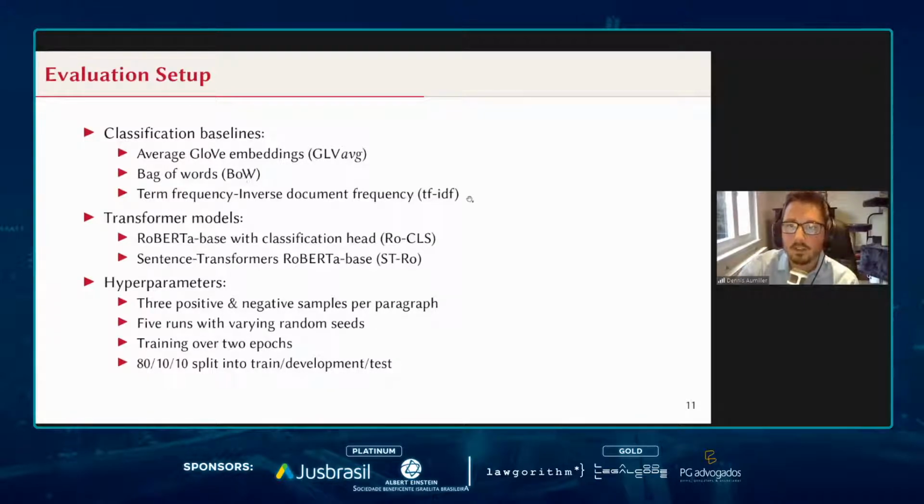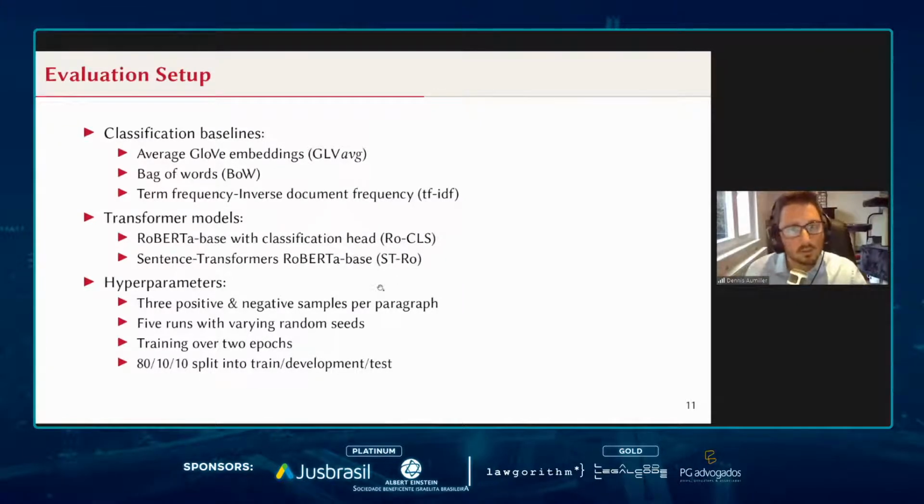Similarly, bag of words and TF-IDF vectors are a good approximation and turn out to be actually competitive with related work. But what we specifically are interested in is fine-tuning transformer models, where we choose a Roberta base model with a classification head, the so-called RoCLS model, and then a sentence transformer variant of the same Roberta-based model called STRo.